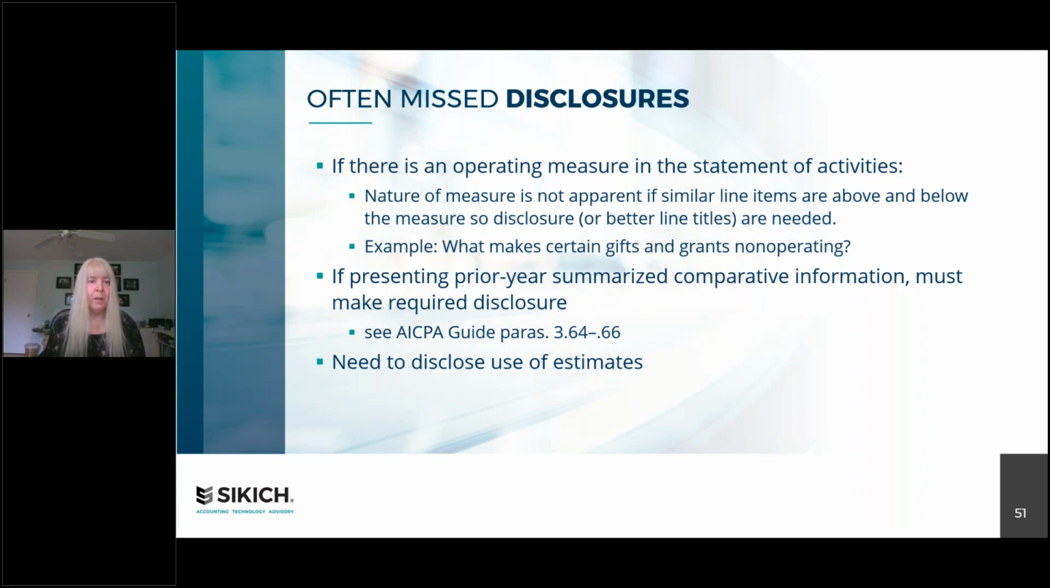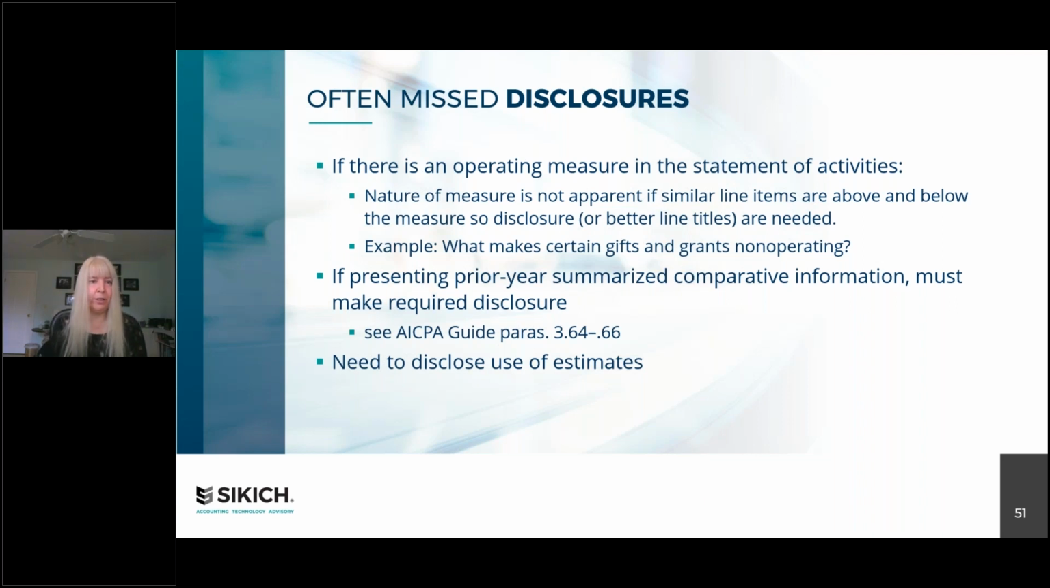I mentioned again, not-for-profits are not required to present comparative financial statements. They have an option to present summarized comparative information. And if they're doing so, there's a required disclosure that needs to be in the notes saying that the financial statements contain summarized comparative information. It's not enough to constitute a full presentation in accordance with GAAP. And the reader should look at the prior year financial statements in connection with the current year to have all of the required information.